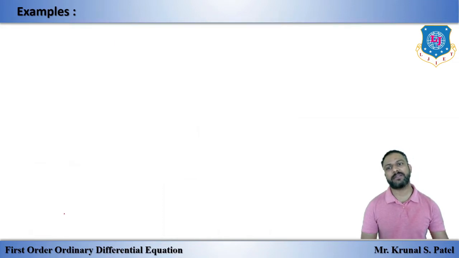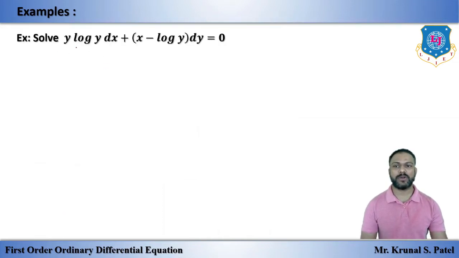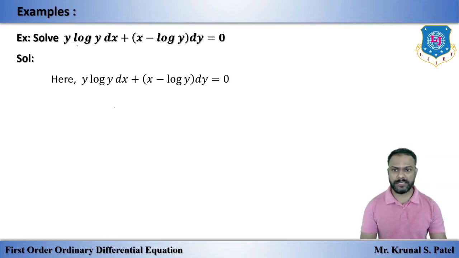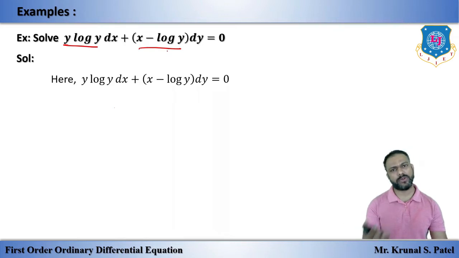Okay, similarly we have another example. Solve y log y dx plus x minus log y dy is equal to 0. First we will find out that form particular, or you can see, sir, it is M dx and N dy, then check if it is exact, then you can solve, otherwise you have to solve by this method.